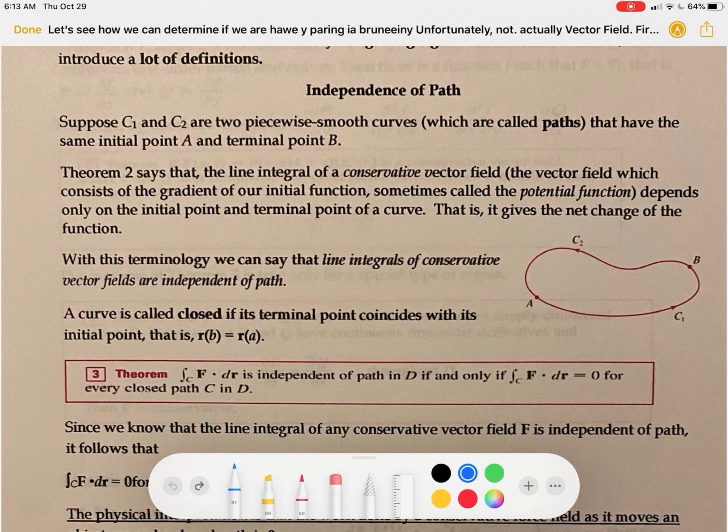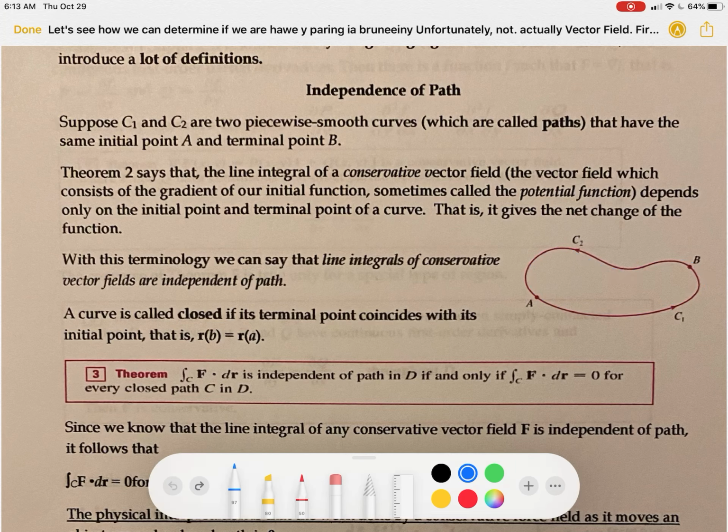A curve is called closed if its terminal point coincides with its initial point. That is, r(b) equals r(a). So again, it's closed because we go from A to B and then all the way back to A. So we've closed this entire pathway. So here you can see that it is closed. And if we're starting at A, going to B, and then coming back to A, then that total net displacement is going to be 0.